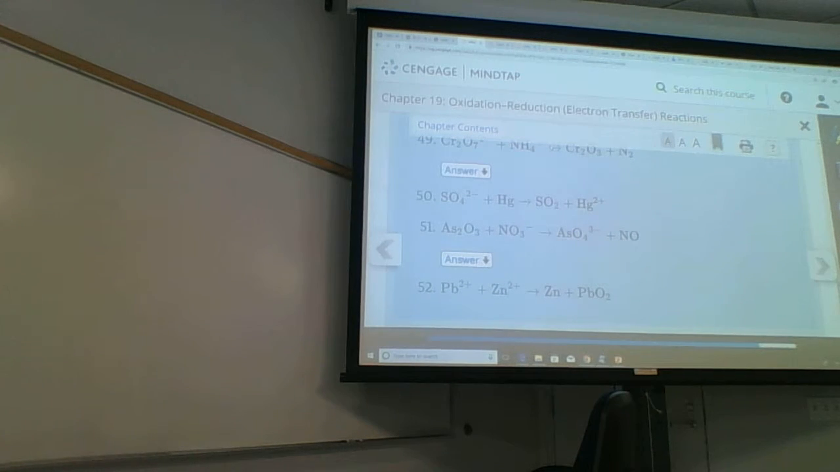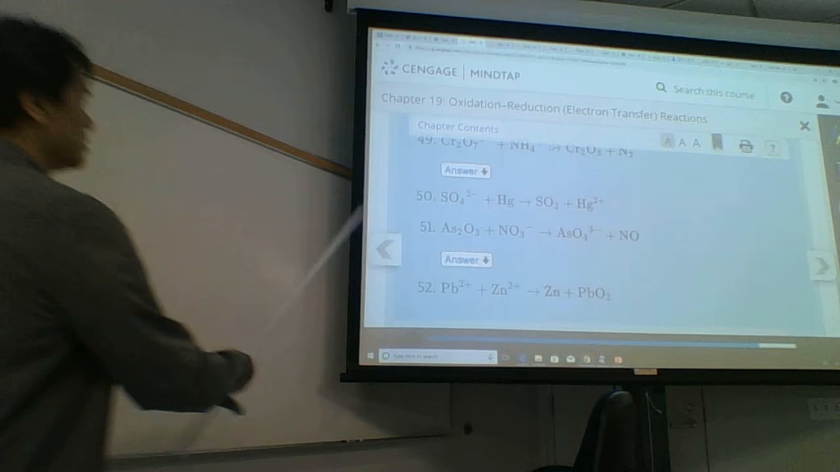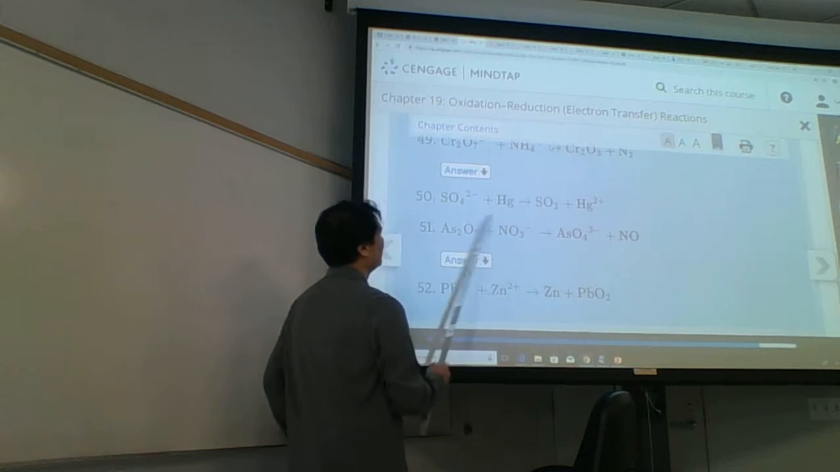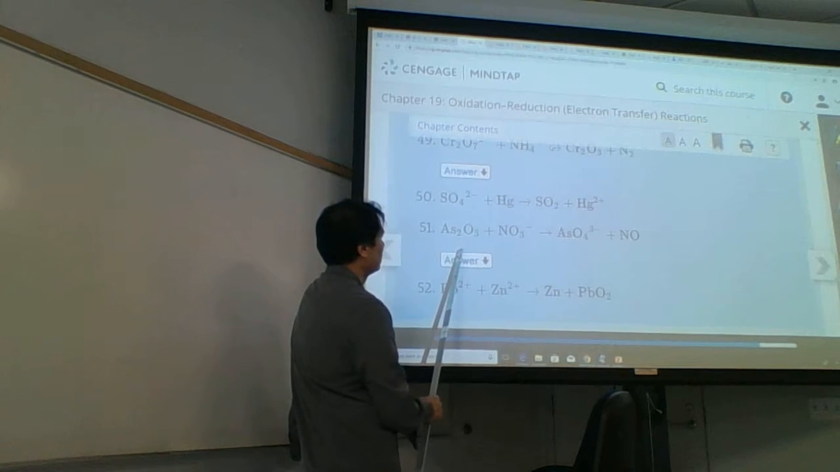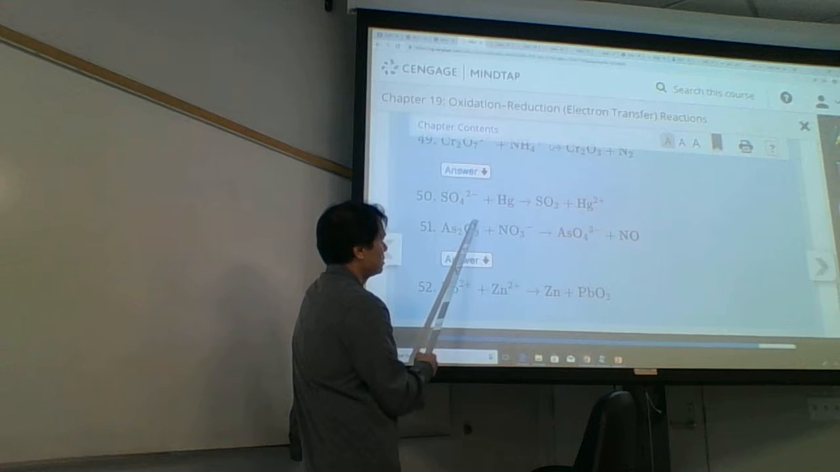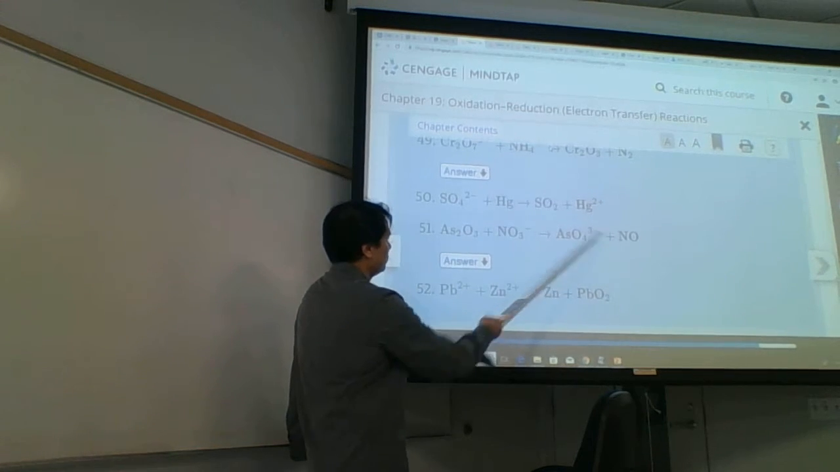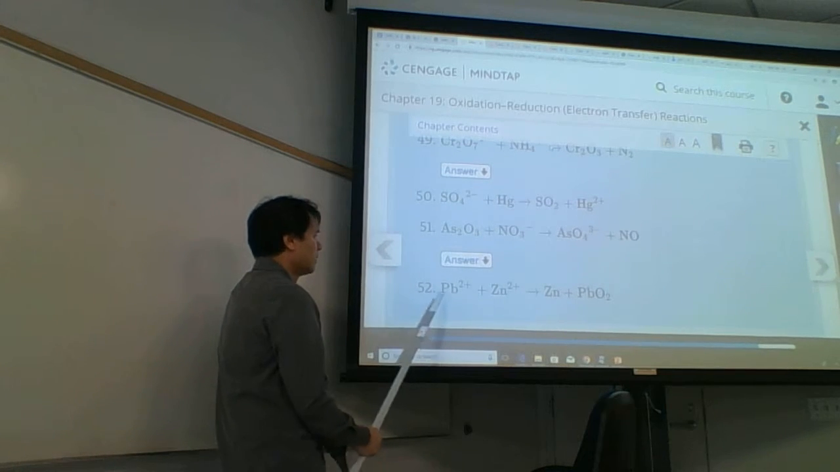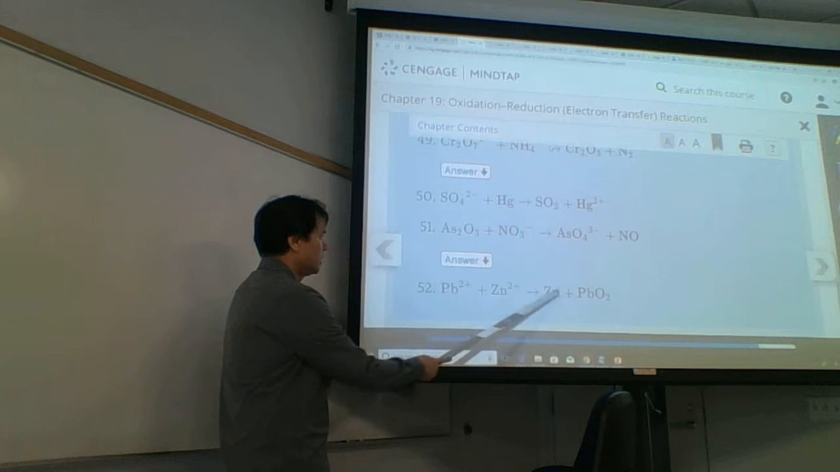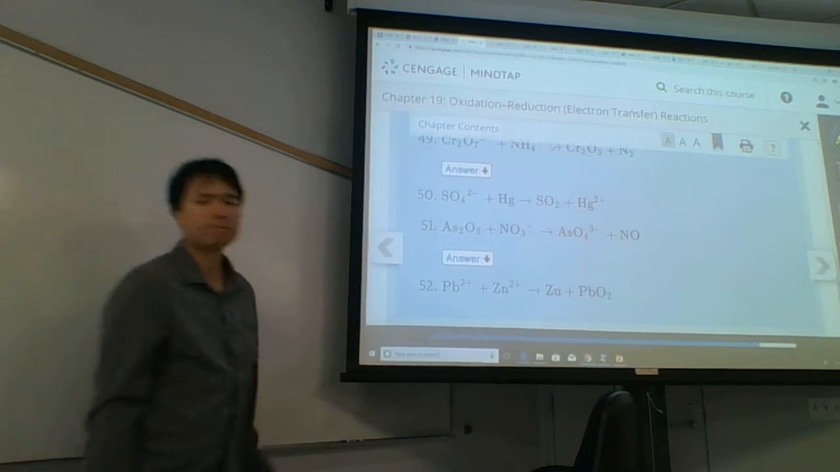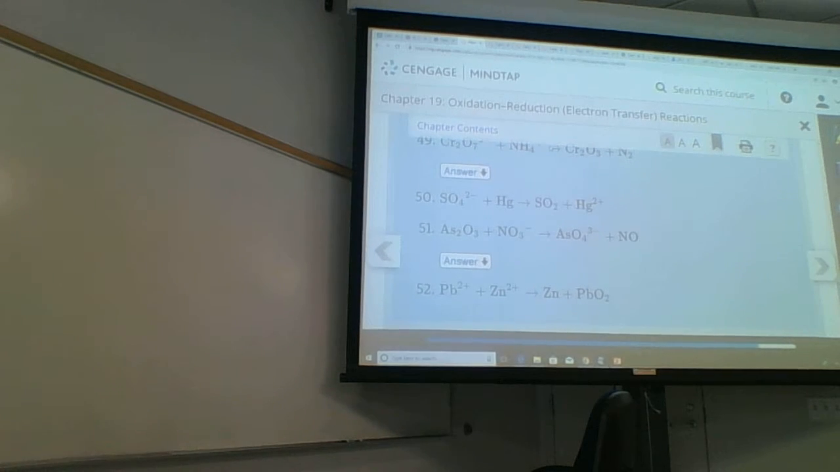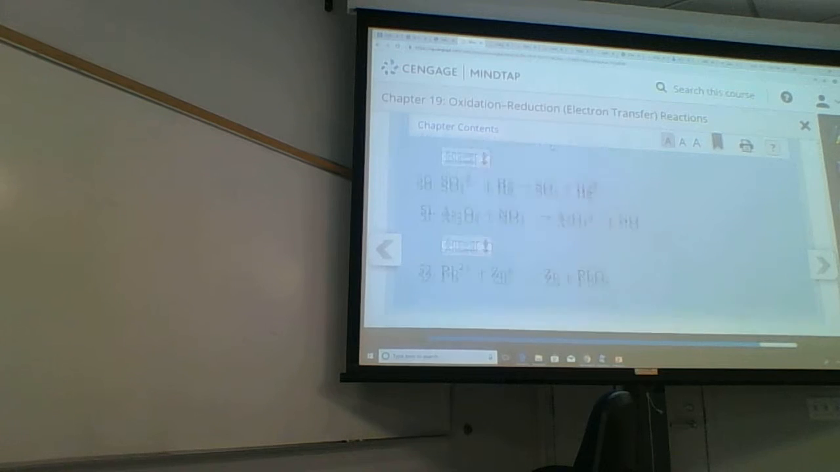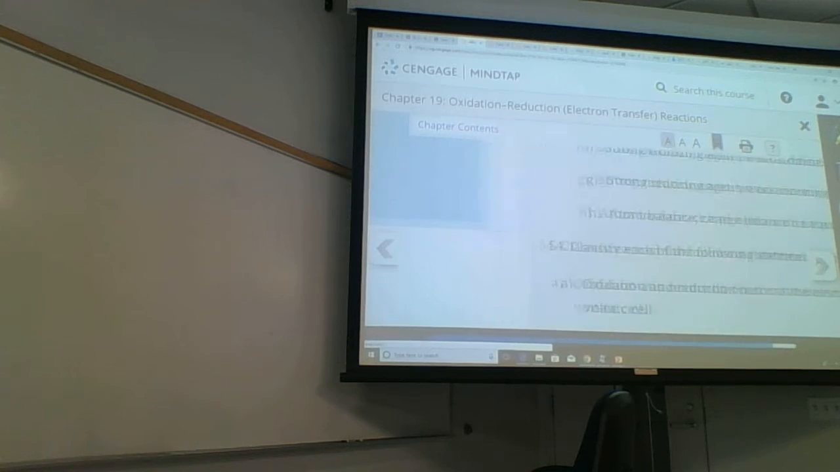And so it saves you time, because if you don't have to balance it, like for example this, we'd have to balance it. But if you could just copy it off the chart, it saves you a lot of time. Here again, nitrate to NO, just copy it off the chart. This one we can't. The zinc we can't, the lead we can't.